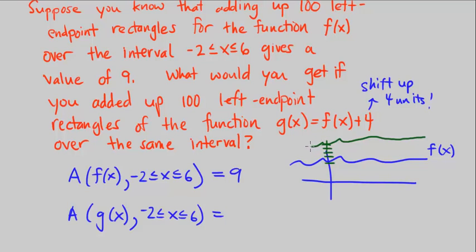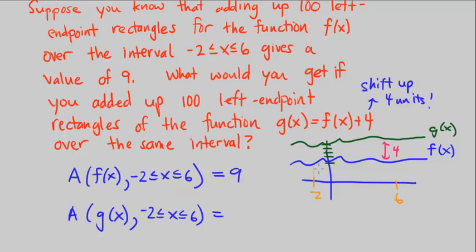So this is g of x, and the height difference between here and here is 4, because it's just shifted up 4 units. So now let's look at this region, -2 to 6.